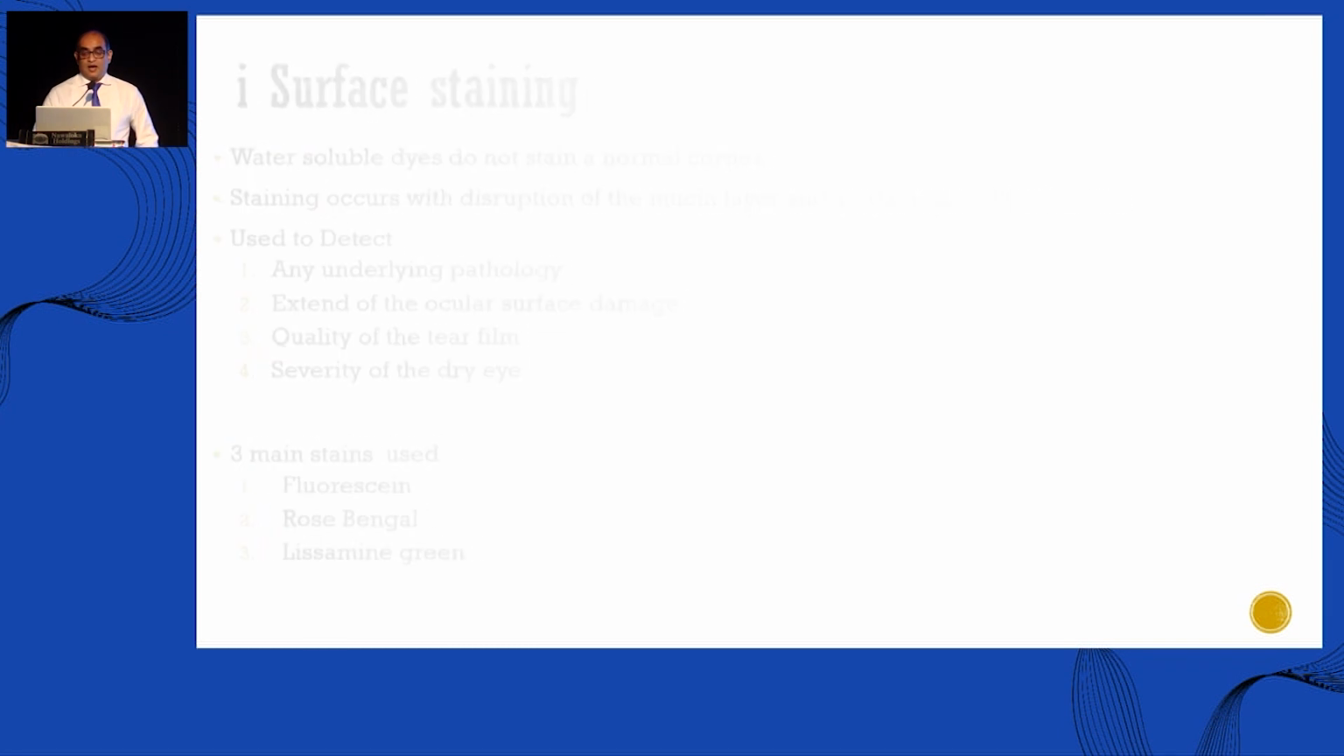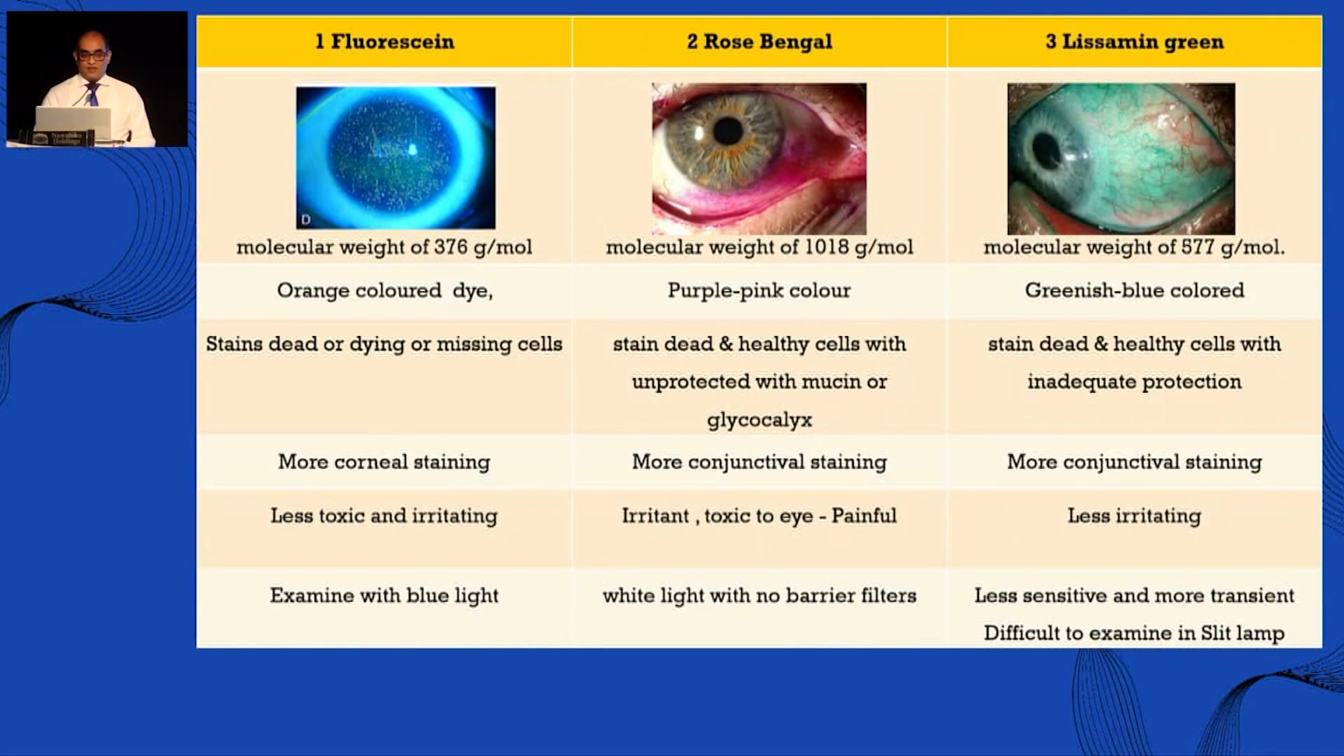Three main dyes that we use. One is fluorescein, that we all know. Rose Bengal and Lissamine green are the other two. Fluorescein stains only the dead and dying cells or missing epithelium. Compared to that, Rose Bengal and Lissamine green both stain dying cells as well as unprotected cells. Unprotected means the mucus layer as well as the glycocalyx layer is absent. When it's absent, it stains. So Rose Bengal and Lissamine green are good for conjunctiva, compared to fluorescein.